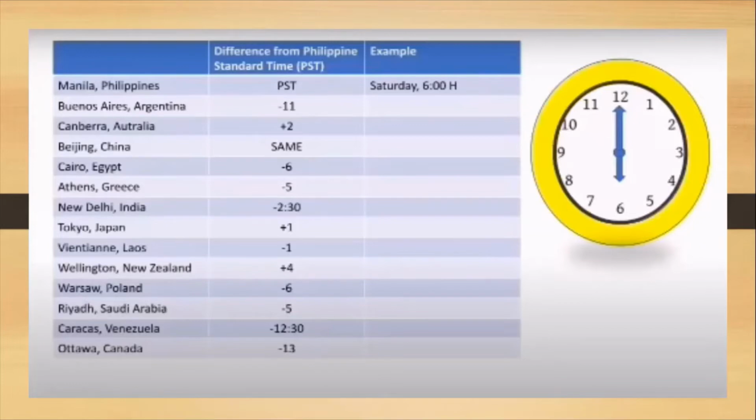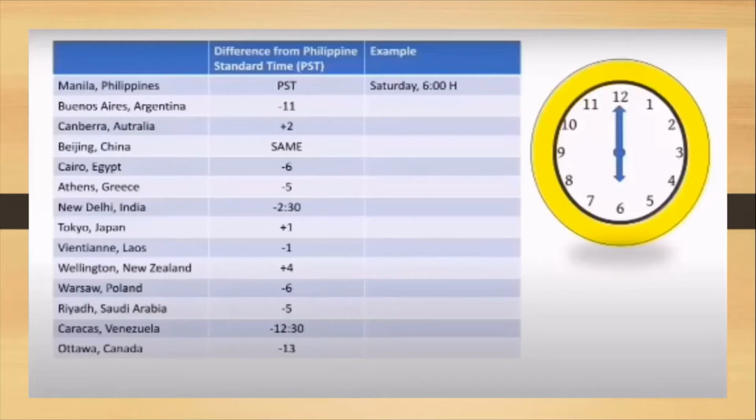For Laos, they are delayed 1 hour. For New Zealand, they are advanced 4 hours. For Poland, negative 6, or delayed 6 hours. For Saudi Arabia, they are delayed 5 hours. For Venezuela, they are delayed 12 hours and 30 minutes. And for Canada, they are delayed 13 hours. So let us now find out their time if it is 6 in the morning, or 0600 hours, here in the Philippines.